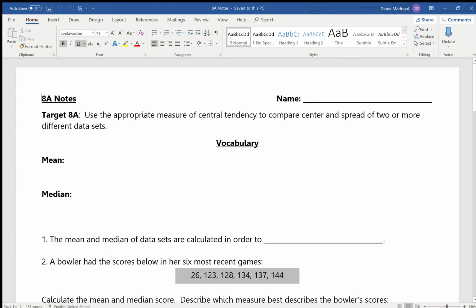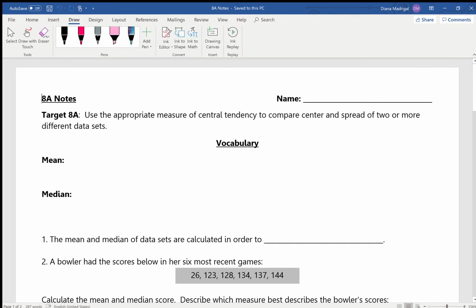Today we are moving to KC8. KC8 talks about statistics. So that's going to be talking about measuring different data and different tables and trying to figure out what does it represent. Okay, so for target 8A, we're going to be learning about the appropriate measurements of central tendency to compare center and spread of two or more different data sets. So remember this is your key word.